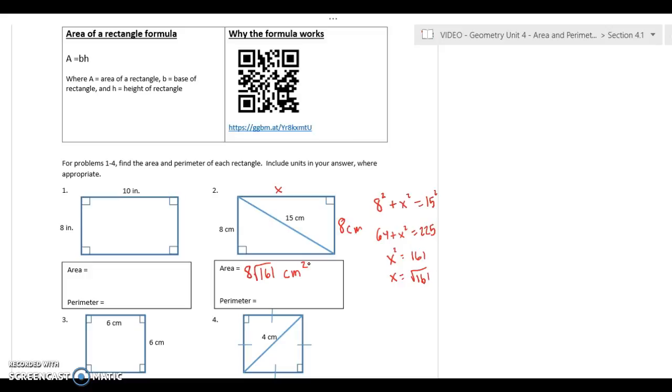And then the perimeter, I'm going to add up all 4 sides. We know that the opposite sides are equal or congruent, so I know that the top side is the square root of 161, as is the bottom side. My left and my right sides are both 8. So when I have the perimeter, I add up these 2 8s, I get 16. And if I add up a square root of 161 and another one, I get 2 of them. And my units for perimeter will just be centimeters.